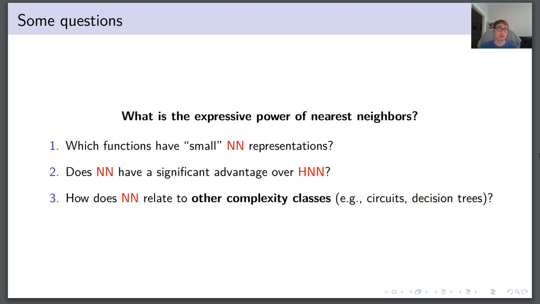And so nearest neighbor complexity asks questions like, which functions have small NN representations? Does NN have a significant advantage over HNN? What do we lose when anchors are Boolean? And how does NN relate to other complexity classes such as circuits and decision trees?